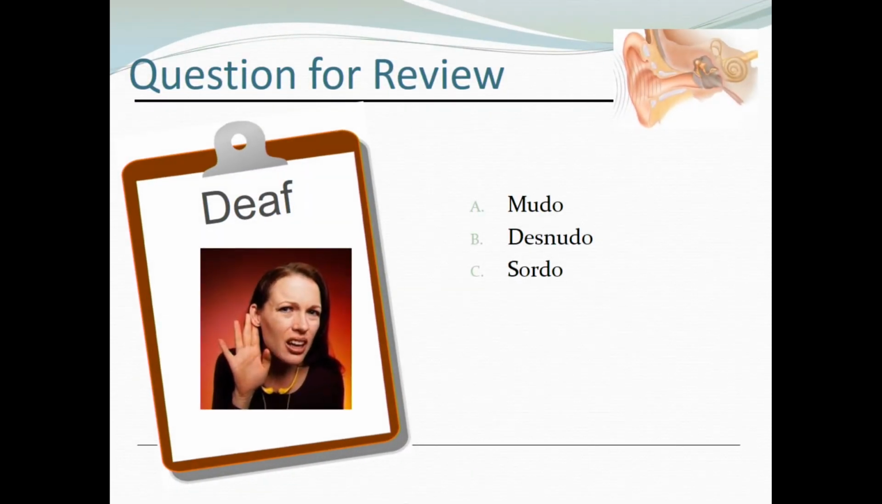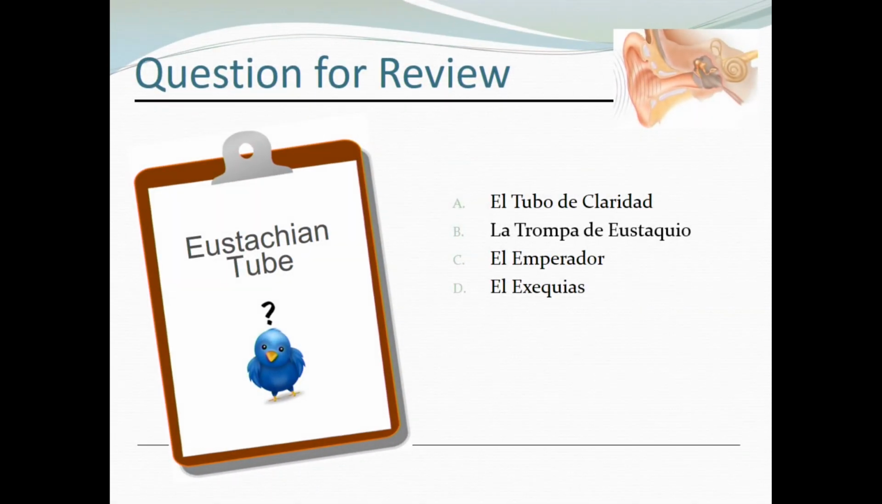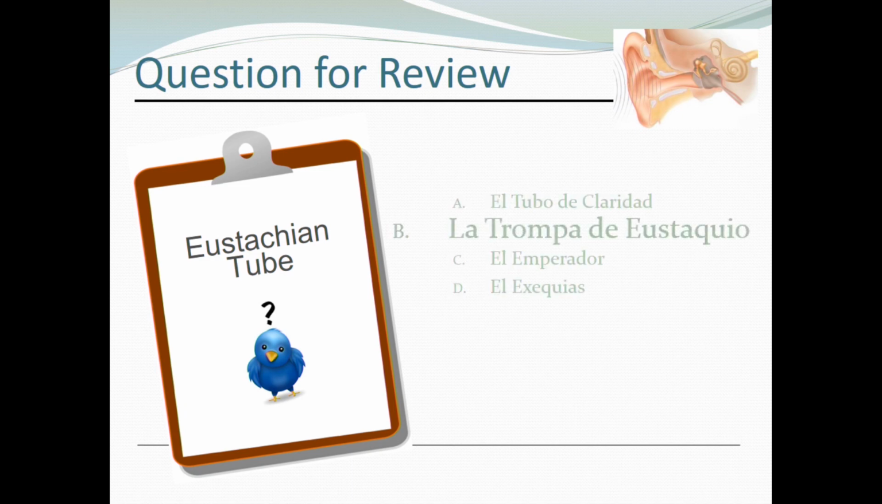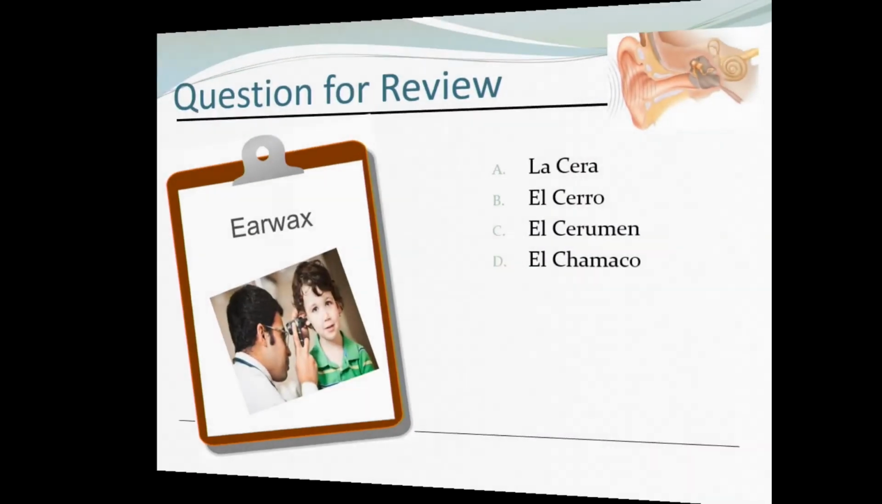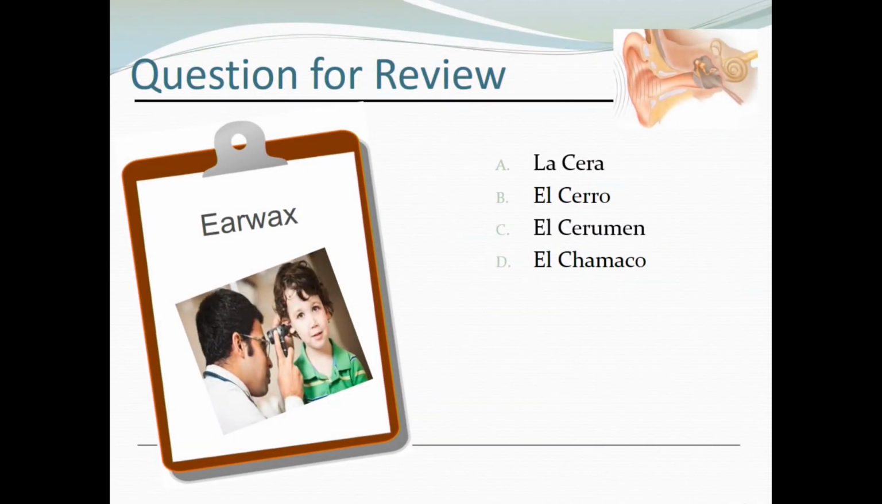Okay, here's some fun questions for review. What's the word for deaf in Spanish? Mudo, right? What is a eustachian tube in Spanish? There you go, la trompa de Eustaquio. You remember what that is, right? Okay, dizziness. ¿Cómo se dice dizziness en español? El mareo. Muy bien. And how about earwax?